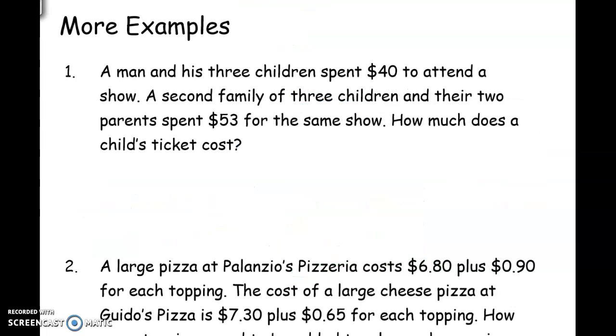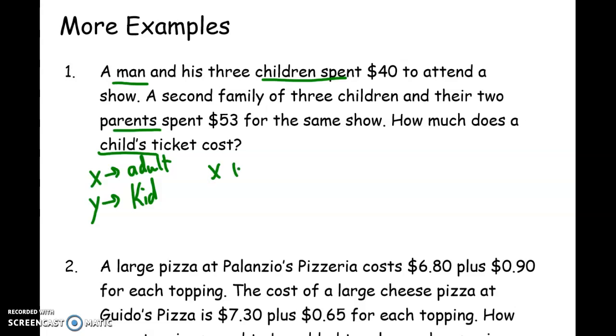All right, 2 more. So this one, a man and his 3 children spent $40 to attend a show. A second family of 3 children and their 2 parents spent $53 for the same show. How much does a child's ticket cost? All right, so again, let's identify what X and Y will be. The 2 things I'm seeing here are adults, a man and parents, and children. So let's just say X is the adult and Y is kids.